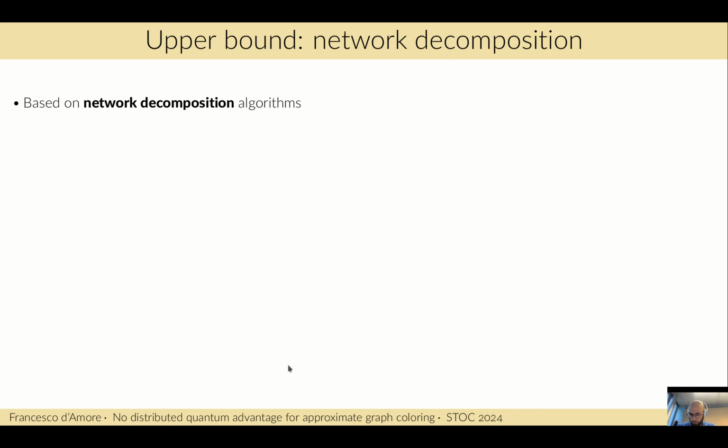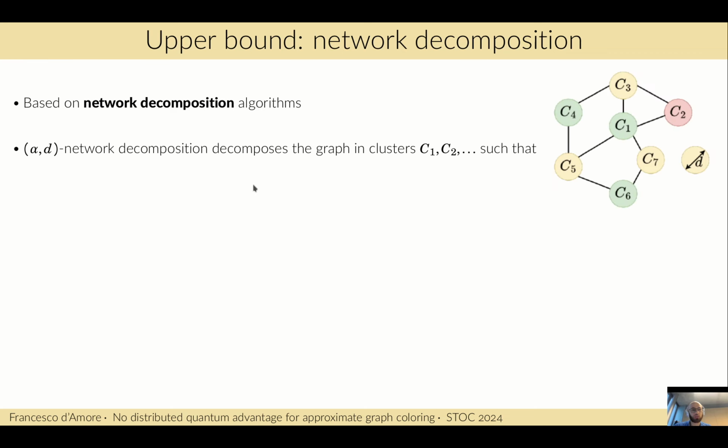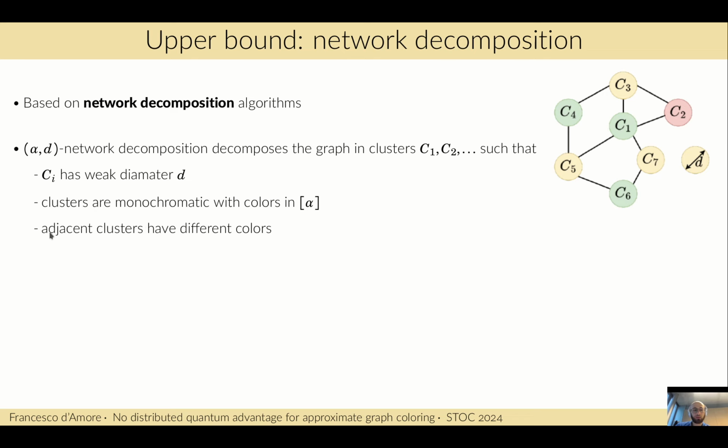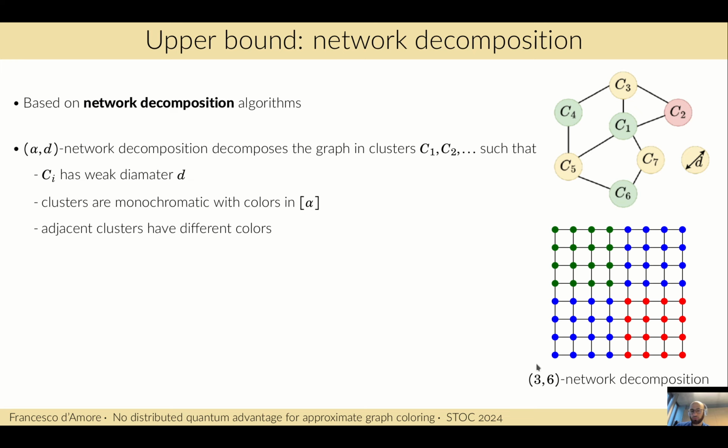Now we focus on the upper bound, which is based on the famous network decomposition algorithms. An alpha D network decomposition is a technique that decomposes the graph in clusters, where each cluster has diameter d, actually weak diameter, which means diameter in the original graph, and clusters are colored with colors in this set, but adjacent clusters have different colors. For example, this is a 3-6 network decomposition of a grid, so 6 is the diameter of each cluster, and we are using 3 colors to color the clusters.